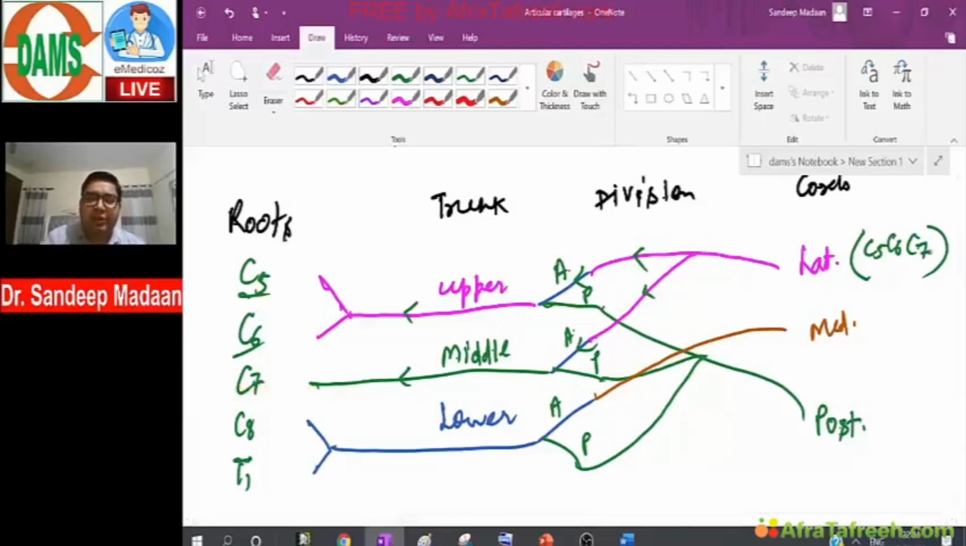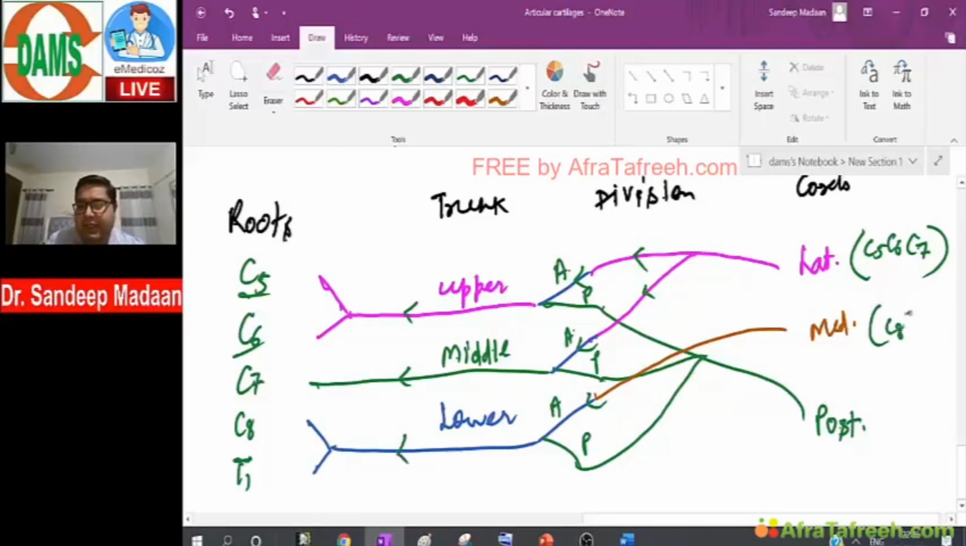How do we come to know the root value? Because we have traced the fibers, how the fibers are making the cord. Is that okay? What about the medial cord root value? Medial cord, let us trace the fiber. Let us trace the fiber C8 and T1. C8 and T1.